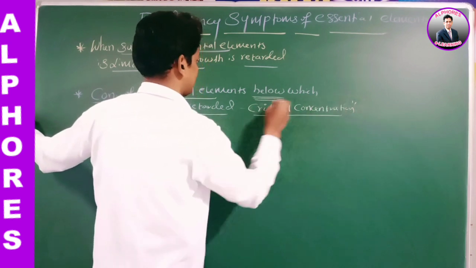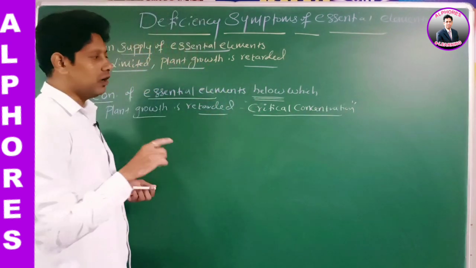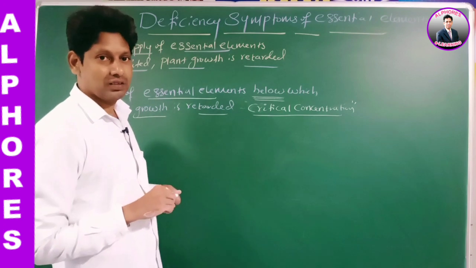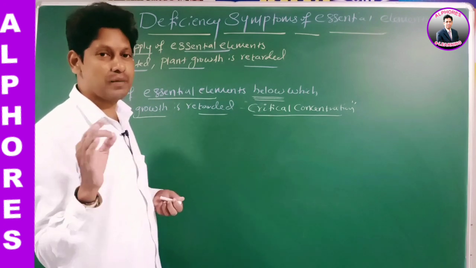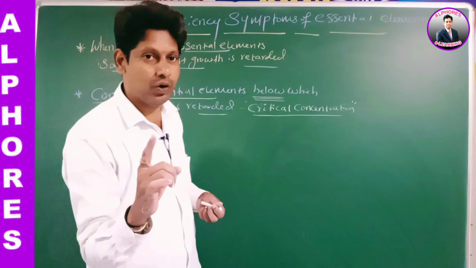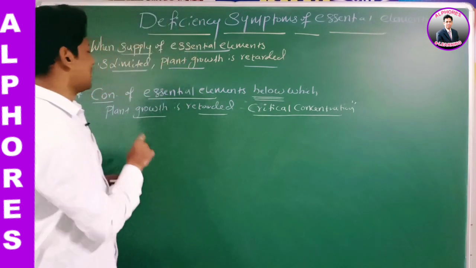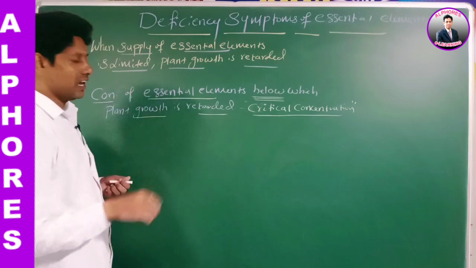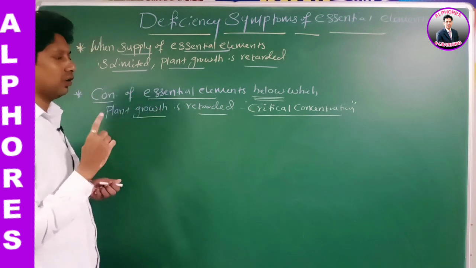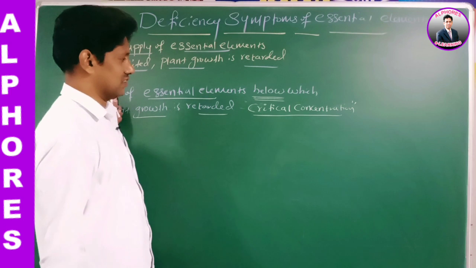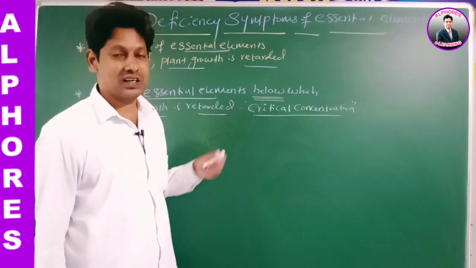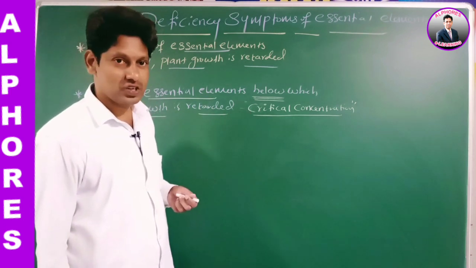It means below the critical concentration, if an essential element is provided, the plant growth will be retarded. Yes or no? Right. Therefore, the concentration of an essential element below which the plant growth is retarded is called the critical concentration. Is this statement okay?